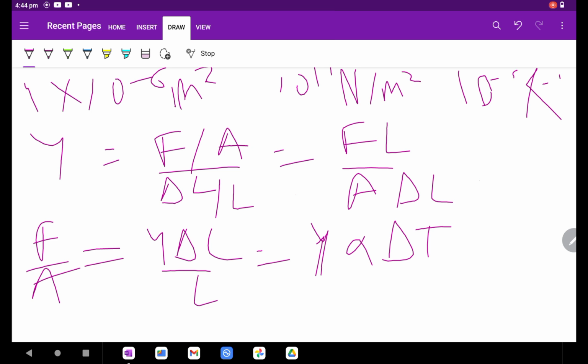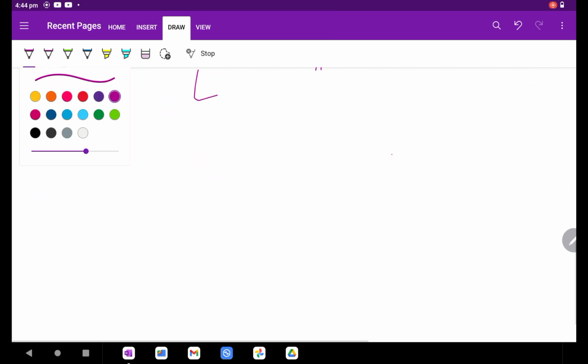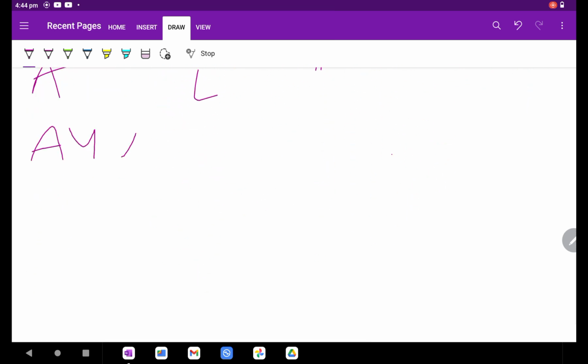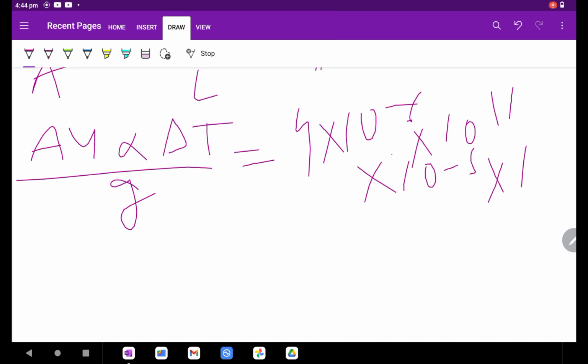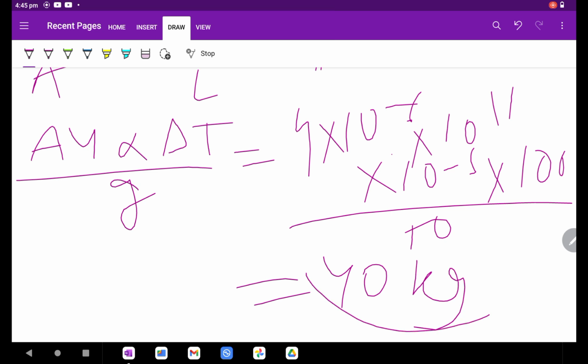Now this F which we have been given in this question is essentially what the examiner wants us to understand, the weight of the mass which has been placed, meaning this F is equal to mg. So to find the value of the mass, we'll bring this A to the numerator, and divide this whole expression by g. So the expression for the mass will be A Y alpha delta T whole divided by g. So this will come to 4 into 10 power minus 6 into 10 power 11 into 10 power minus 5 into 100 whole by 10, leaving us with the mass being 40 kg.